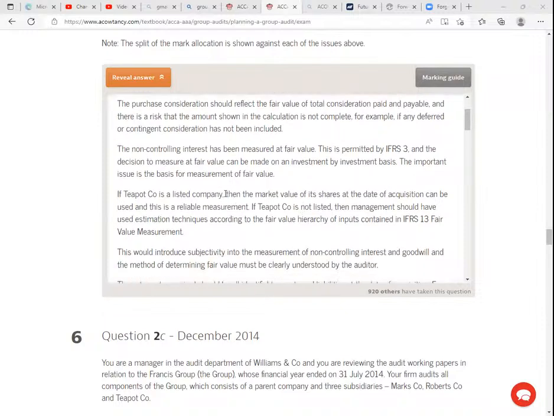Now, you remember they told us NCI has been measured at fair value, which is okay, that's permitted. If Teapot Company is a listed company, then the market value of its shares at the date of acquisition can be used. And this is a reliable measurement.